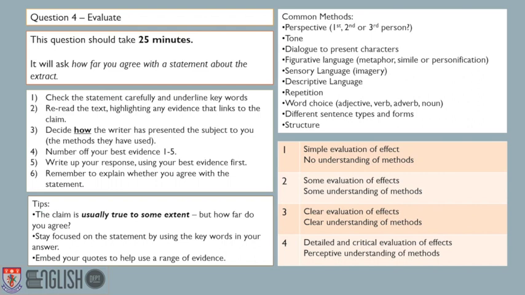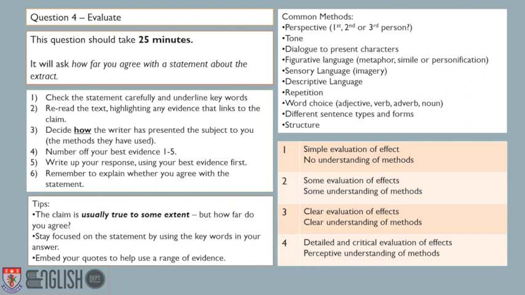Then you have to decide how the writer is presenting this subject to you. So this question has to focus on the methods used. It's not just enough to say that the writer is making it darker and is making it chilling. You have to answer on how is the writer making it darker? How is the writer making it more chilling? What is it that the writer is doing to get this effect over to the audience or to the reader?